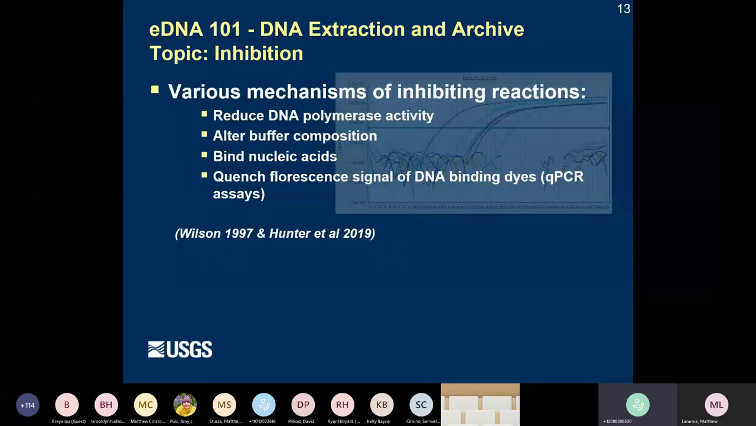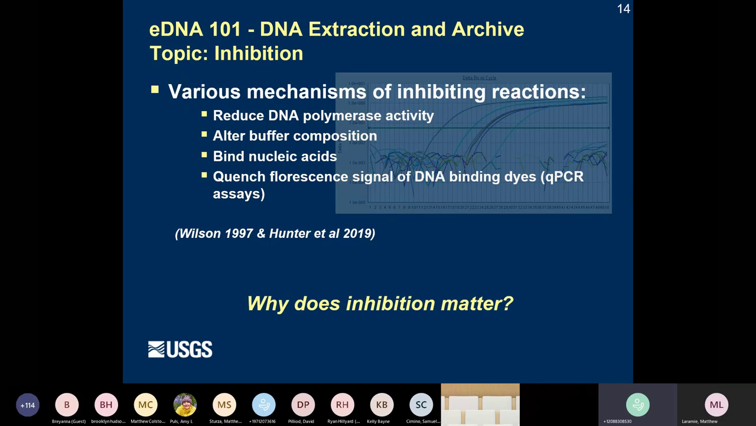This tends to happen through several mechanisms. These inhibitors can reduce DNA polymerase activity. They can change buffer compositions. They can bind to nucleic acids and cells. They can even quench the fluorescent signal of the DNA binding dyes that we use in qPCR assays. I realize we haven't really covered some of these concepts yet, but these are things to keep in mind during the 201 webinar that's going to go over qPCR. But I do want to talk about why this matters.